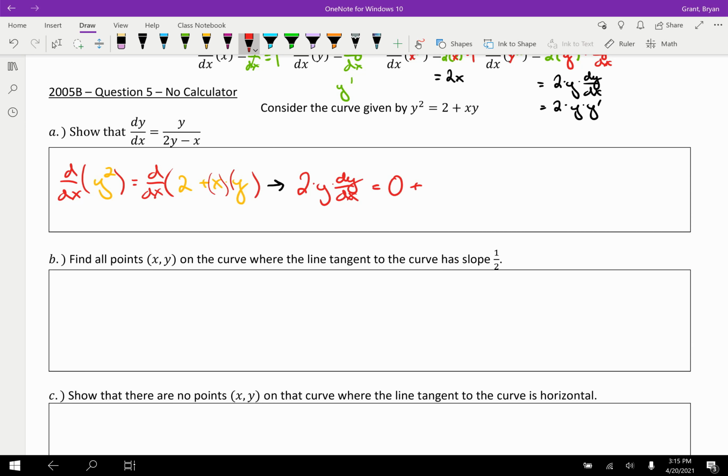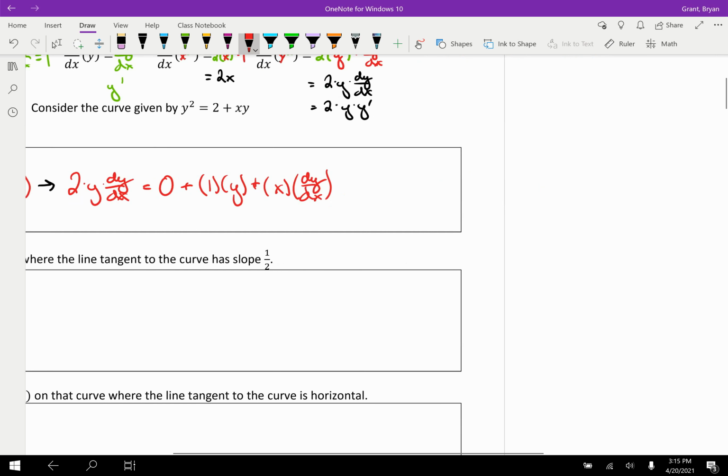x times y, ooh, that looks to me like a product rule. So the derivative of x with respect to x is 1, keep y the same. Product rule has a plus, keep x the same, and then the derivative of y with respect to x is dy/dx. Looking pretty good so far, and I was definitely wrong. I'm certainly going to run out of room, so I'm going to cheat and move off to the right.